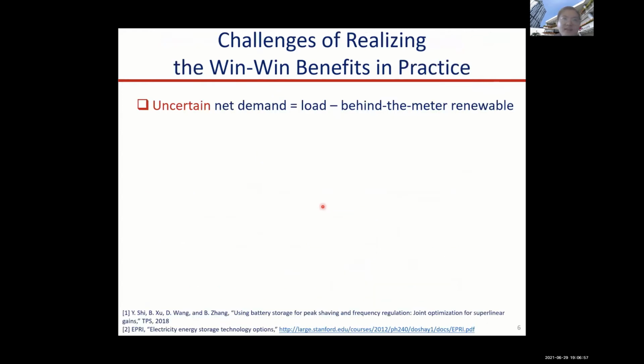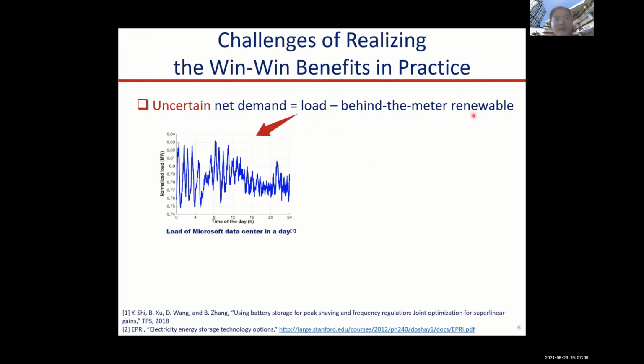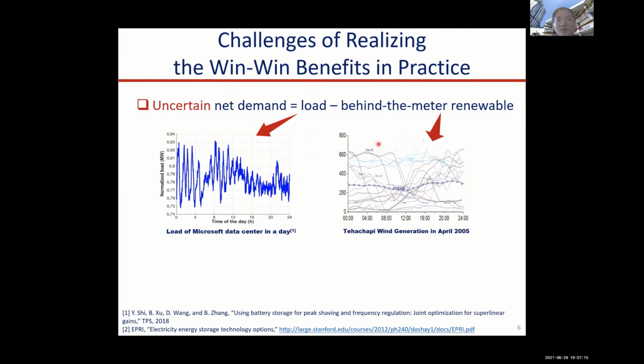However, it's rather challenging to realize the win-win benefits in practice because the net demand is highly uncertain. The net demand refers to the difference between the gross demand and the behind-the-meter renewable generation. As we can see, the gross demand of an individual node is highly fluctuating, and the small-scale renewable generation of the large load user is highly volatile. As a result, the difference, the net demand, is harder to predict.